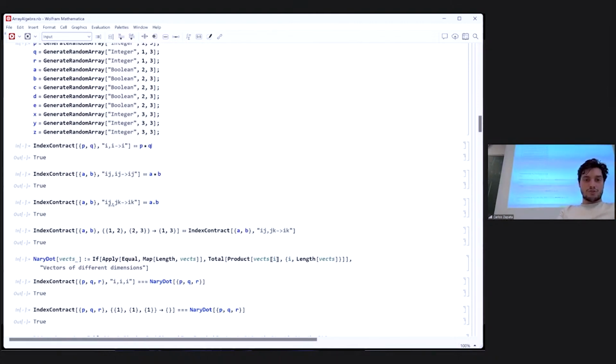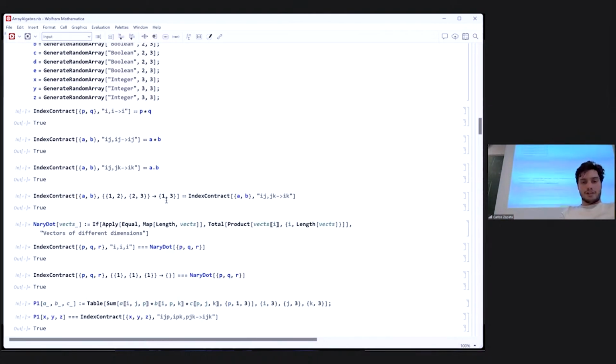Index contract, when you do contract, so for example, A and B are n by n matrices here, 3x3, I think. When you do I, J, J, K, but J is missing from the output, it means that J has been contracted out. So this equals A dot B, which is Mathematica code for matrix multiplication.